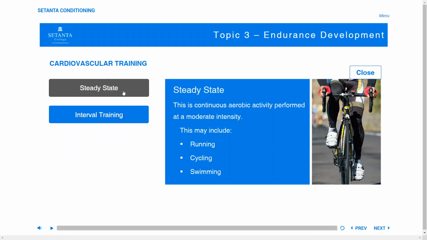Steady-state training. This is continuous aerobic activity performed at a moderate intensity. This may include running, cycling, or swimming, and typically over a duration of 20 to 60 minutes, 2 to 5 days per week, depending on current fitness levels. This approach is recommended to improve general fitness levels. You should remain in this phase of training until a firm aerobic base has been attained before including interval training in your program.